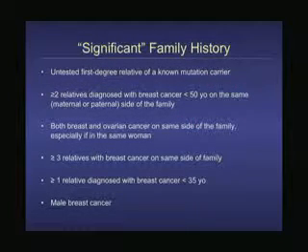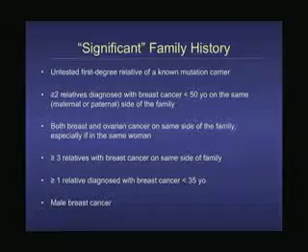You are the untested first-degree relative of a known mutation carrier, okay? So your sister has tested positive for the gene, then that is considered significant, okay? If you have more than 2 relatives that are diagnosed with early breast cancer on the same side of the family, having breast and ovarian cancer in your family, having more than 3 relatives with breast cancer, or one that's diagnosed very early under the age of 35, and having male breast cancer in your family is considered significant.